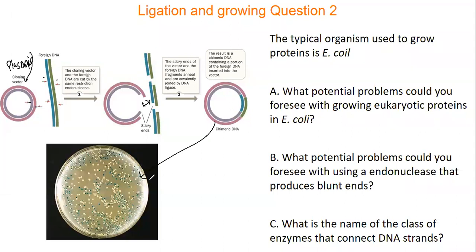Does anyone know of any potential problems about growing eukaryotic proteins inside of a prokaryotic system? Does anyone know what the differences could be of those two systems? Anyone take a molecular cell biology class or remember their biology classes? What's the difference between prokaryotes and eukaryotes? Can I repeat the question? Sure. If I want to grow a eukaryotic protein in a prokaryotic system, what potential problems are there? Or what is the difference between eukaryotic proteins and prokaryotic proteins, if you've learned that in your previous classes?